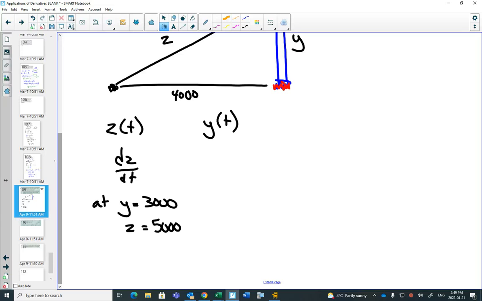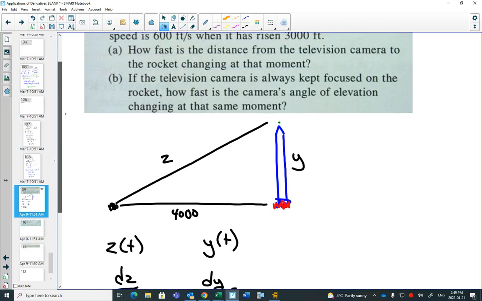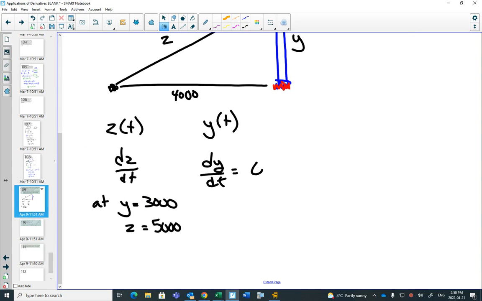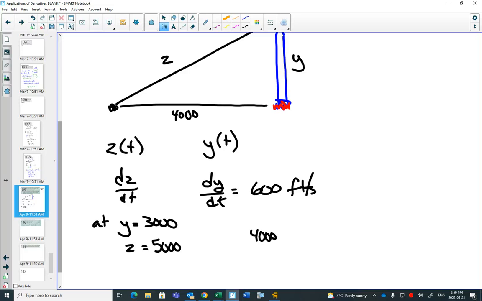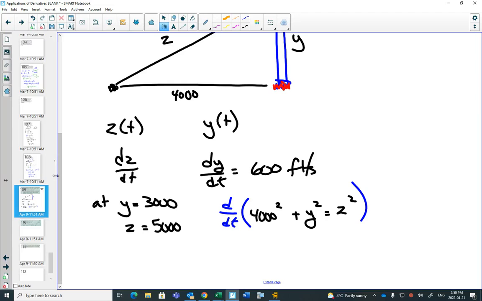And this question, we've already done one like this before. We know that dy/dt is changing at 600 feet per second. And it's just a matter of a squared. The 4,000 is always the same. The y is changing. The z is changing. Take the derivative with respect to time. And we get 2y dy/dt equals 2z dz/dt.